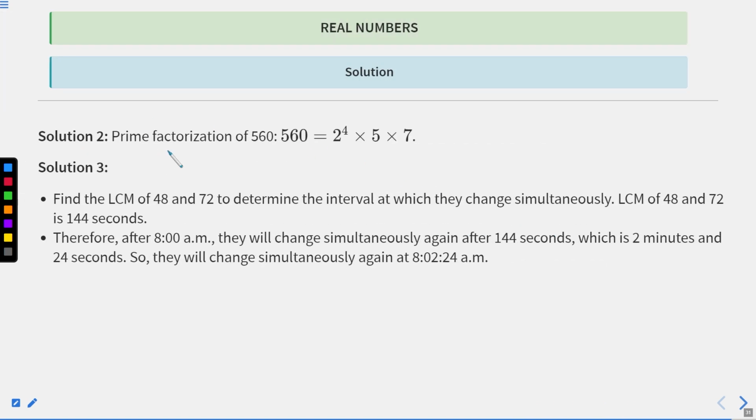And for problem 2 solution, the prime factorization of 560 is equal to 2 to the power 4 into 5 into 7.